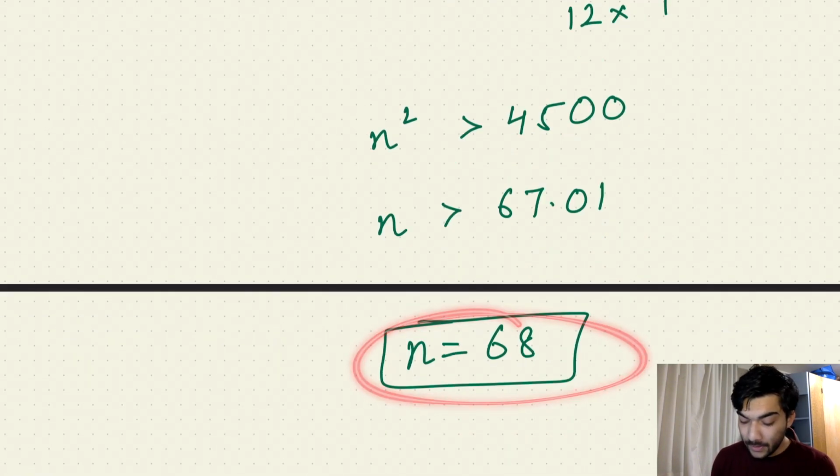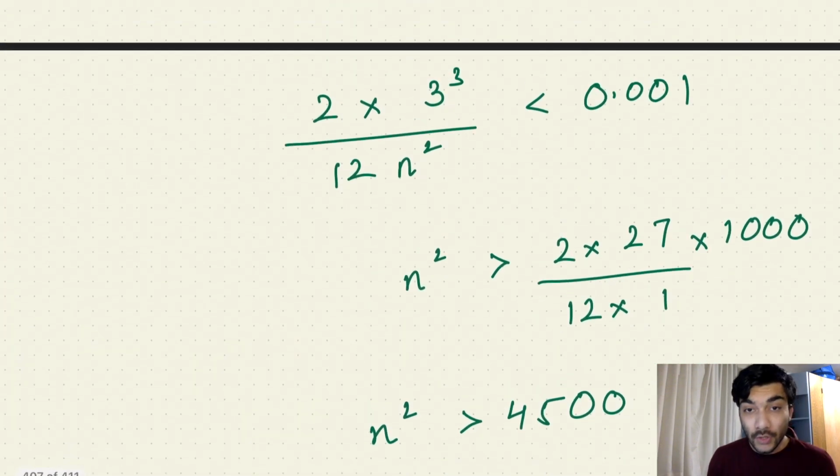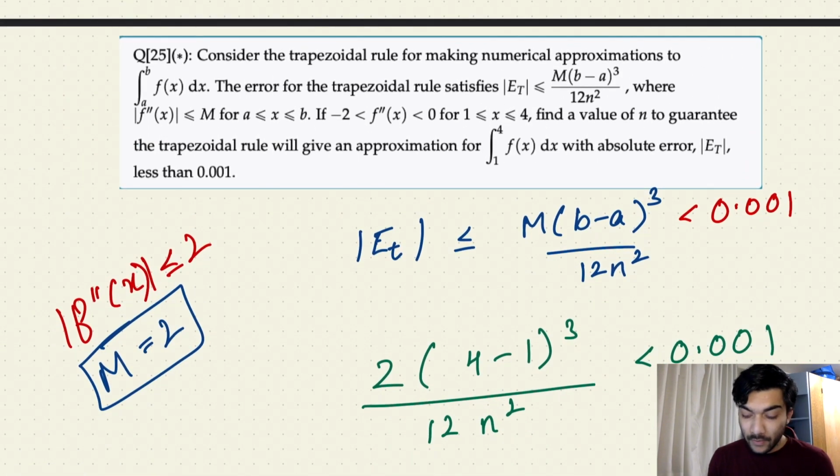So if we have this number of subintervals, we will be guaranteed that the trapezoidal rule approximation will have an absolute error less than 0.001 in this case. So that's it for this video. The main takeaway from this video is that you'll use the same formulas and the same approaches to solve these types of questions when you have to calculate the value of subintervals. The only difference in these types of questions is that instead of being given the value of n, you'll be given the value of the error.